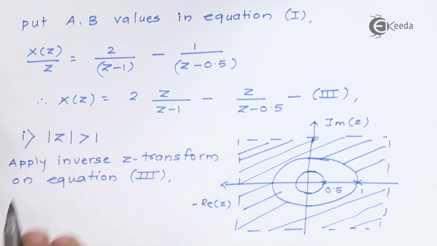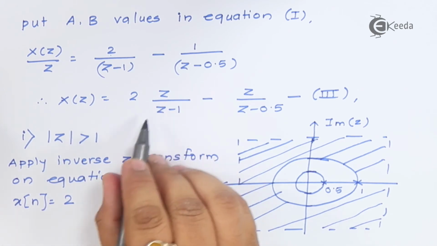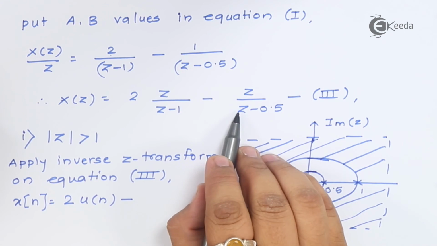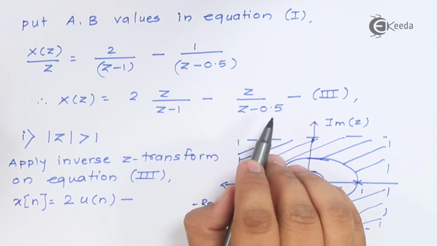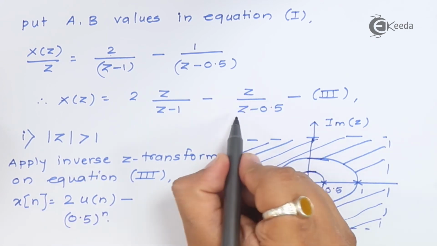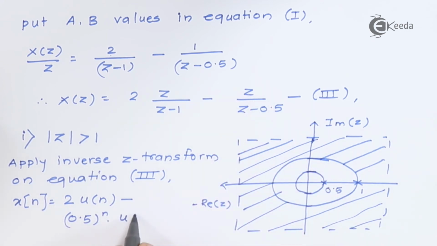Now this x of z is replaced by x of n. This 2 is constant and z upon z minus 1 is simply unit step. Now here we have z upon z minus 0.5. So this is the value of a, so I'm going to write 0.5 raised to n, and then we have z upon z minus 1, which is nothing but unit step only. So this is the inverse z transform of x of n when the ROC is mod z is greater than 1.